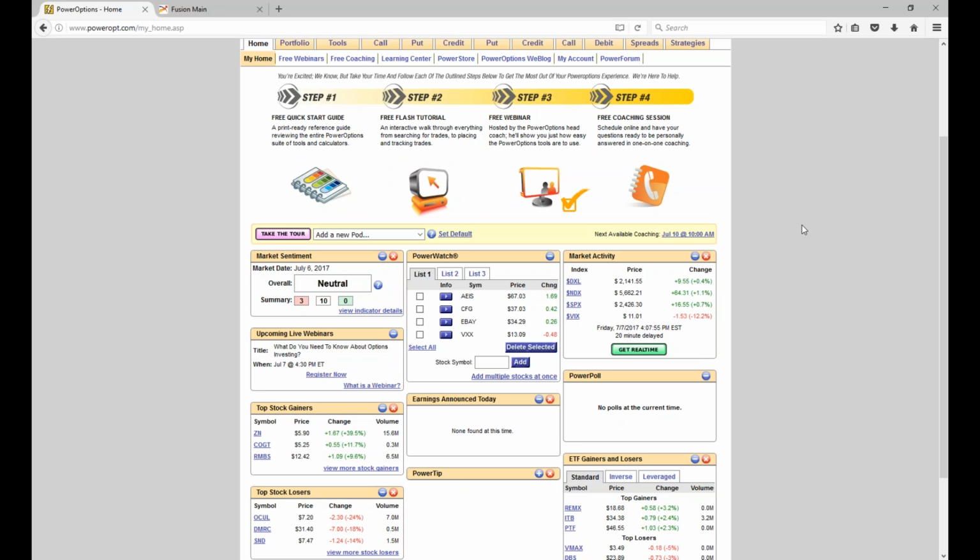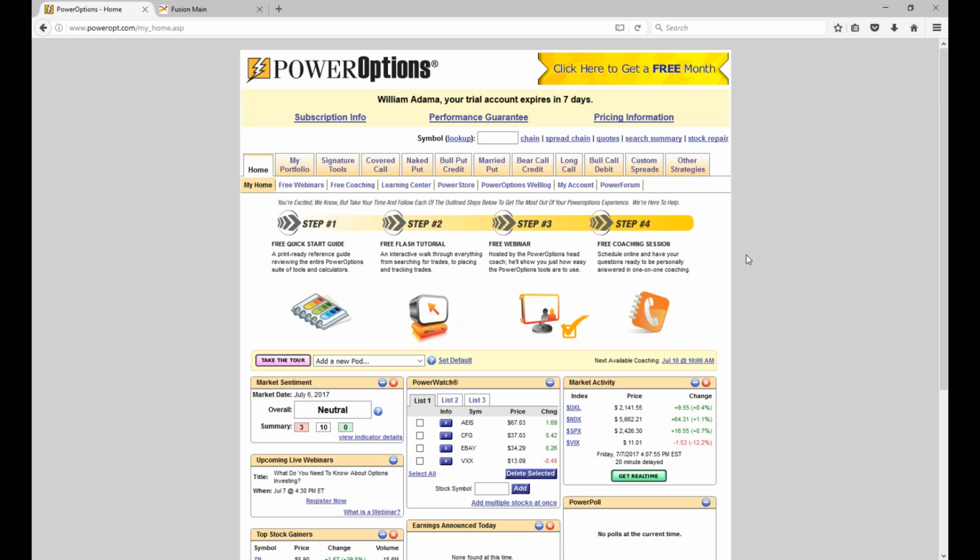Power Options suite of tools. We will use the Power Options suite of tools, of course, to help us for our illustrations for the different questions that come in from our various attendees at today's presentation.